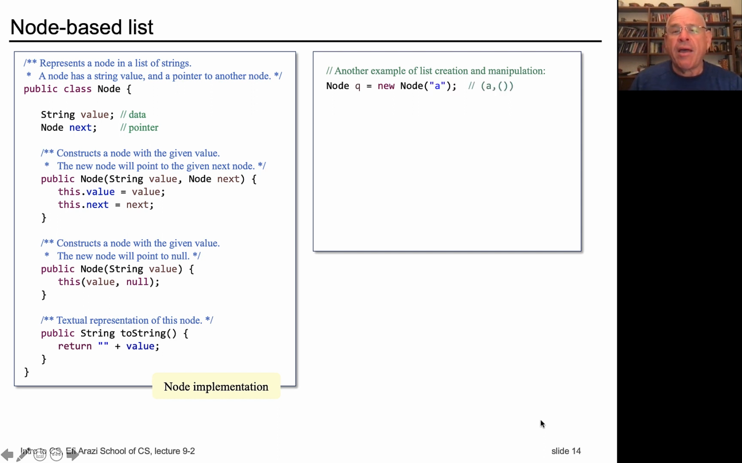I create a node with the value of A. Now, look what I wrote in the documentation. One way to think about this is that what we have now is a list consisting of the value A. We can think about this as the head of the list, and a tail. And the tail is null, right?